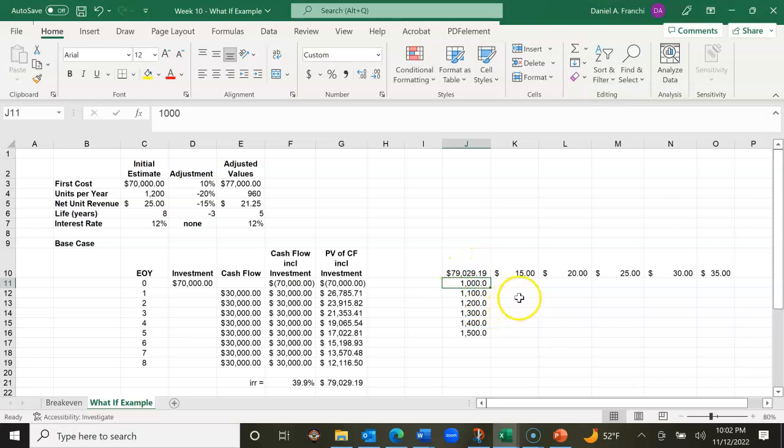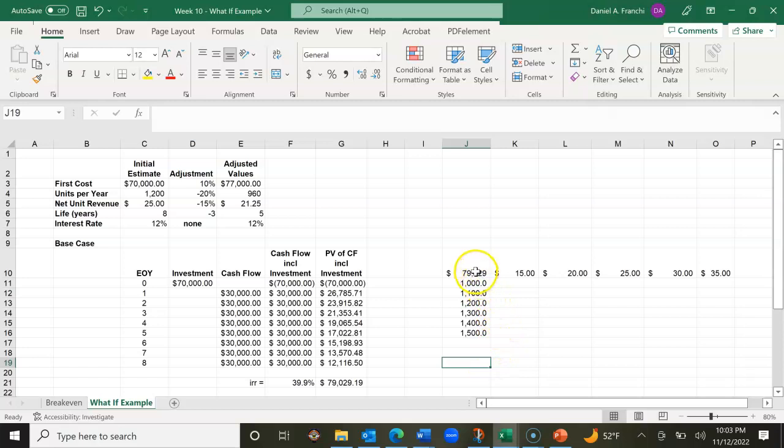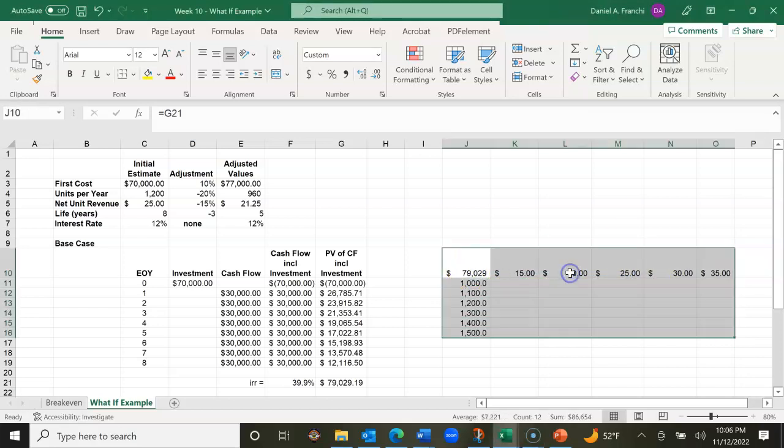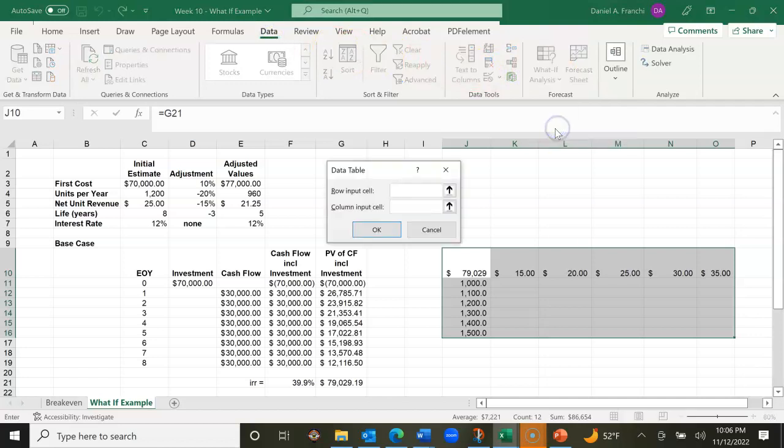And let's get rid of those. Let's make this in dollars. No decimals. Now a two-way variable table, what we want to do is remember this is set to the formula that we're measuring. We highlight the entire table. So our entire table is highlighted. We select data, what if analysis, data table.